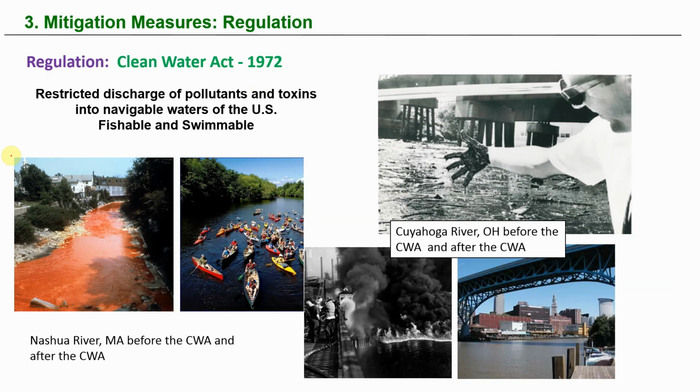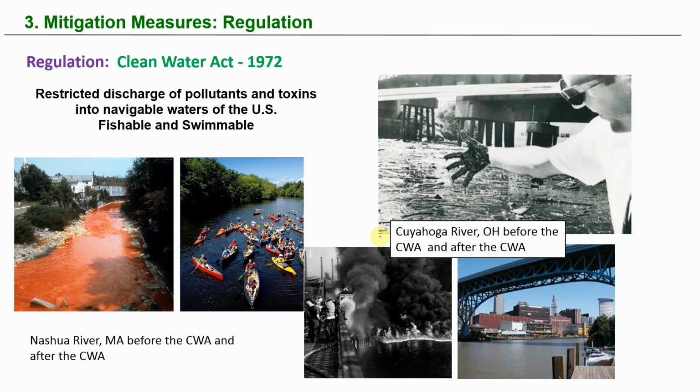So that's led to these various things. For example, this is the Nashua River. Before the Clean Water Act, you'll notice it's almost blood red. It is absolutely full of heavy metal toxins. After the Clean Water Act, it's now a lovely place to be, and you can go paddling, kayaking, you can even swim in it, people fish in it, it's recovered, and it's all very well and good.